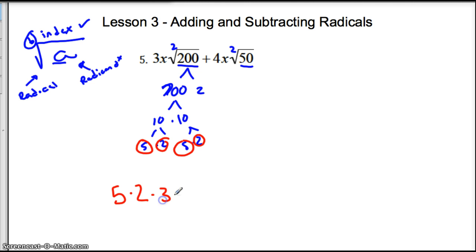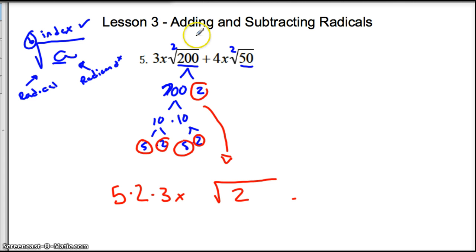I also have the 3x out here, so we're good with that. So we can rewrite it as 5 times 2 times 3x. And who's stuck in jail? Well, sorry, Mr. 2, you got to go back into your jail. And that pretty much sums it up.